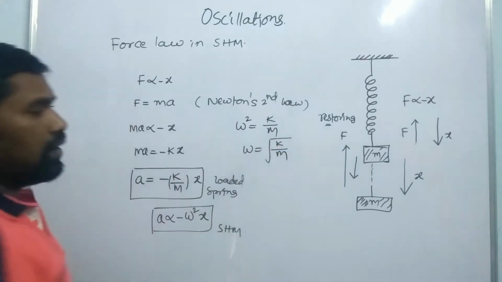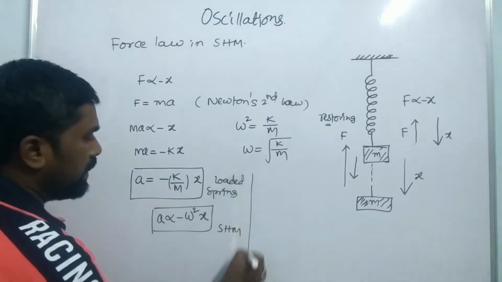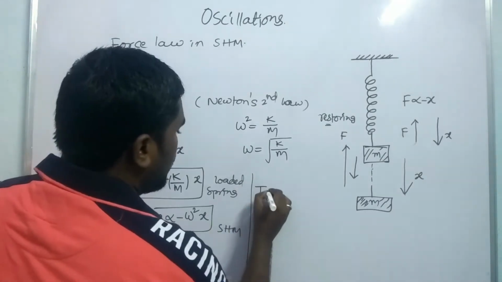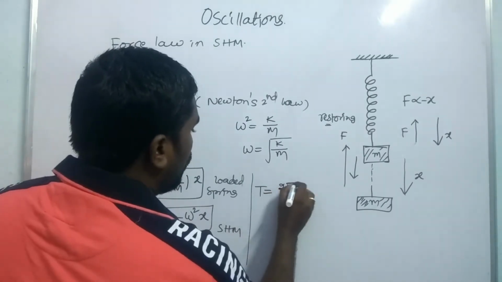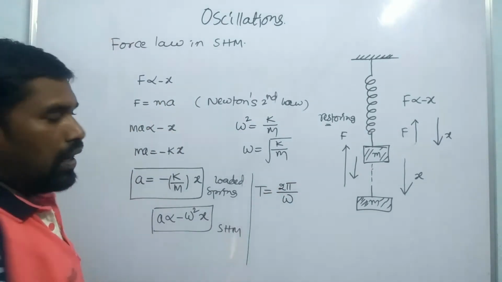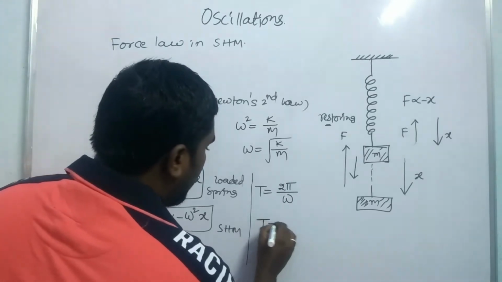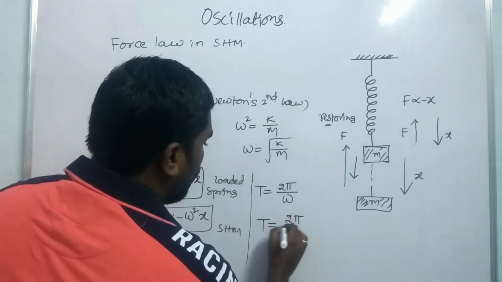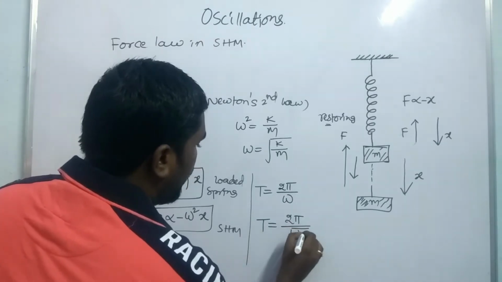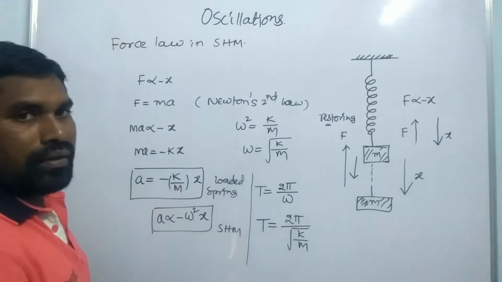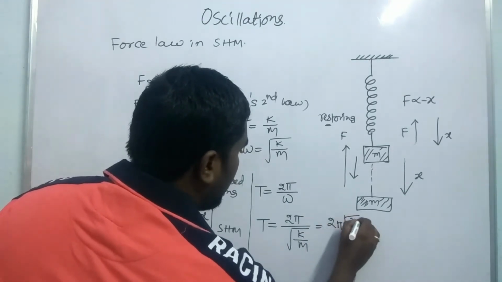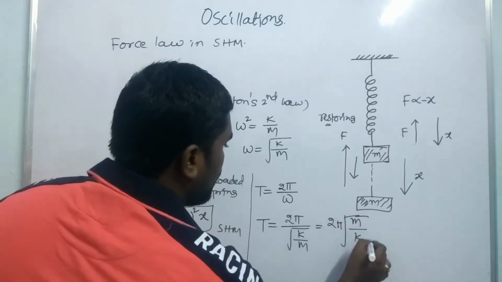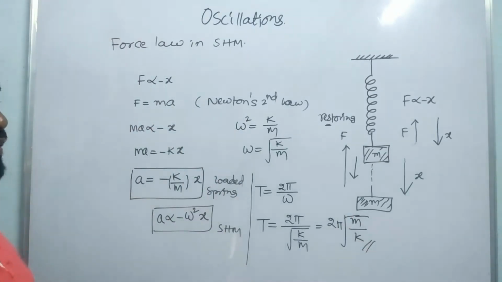So let's find the time period of the loaded spring. It is 2 pi by omega. Already you know that omega value. Therefore, time period T is equal to 2 pi by, what is the omega here? It is under root of k by m. So let us simplify. It is 2 pi into under root of m by k. So this is the time period of the loaded spring.